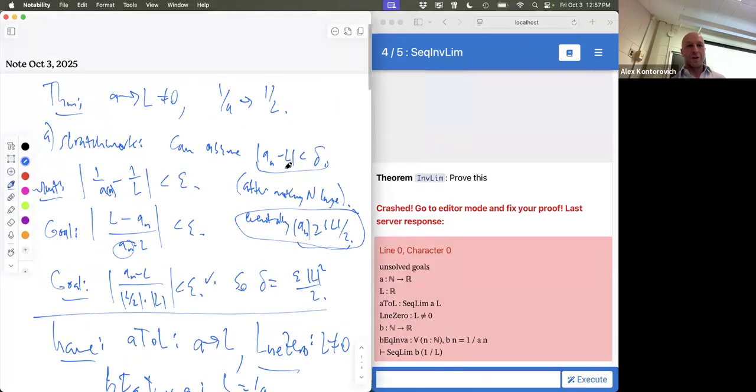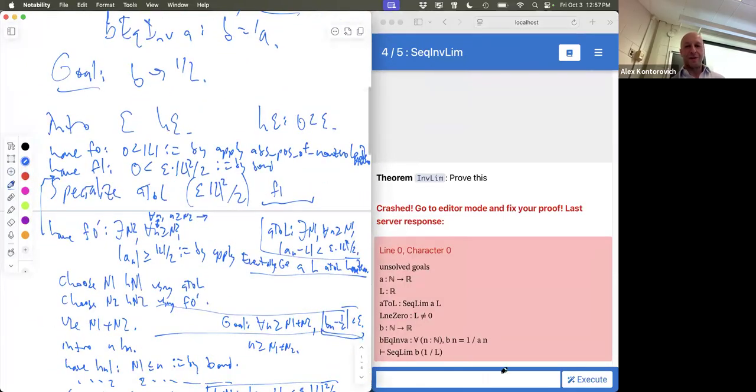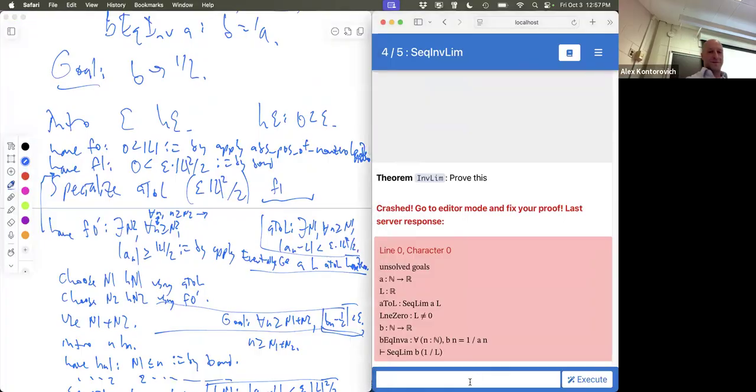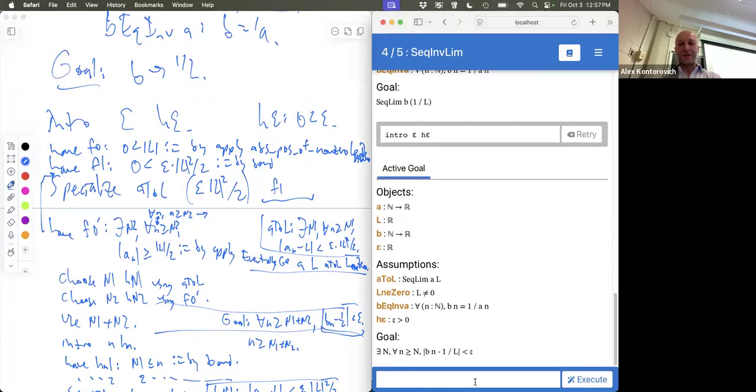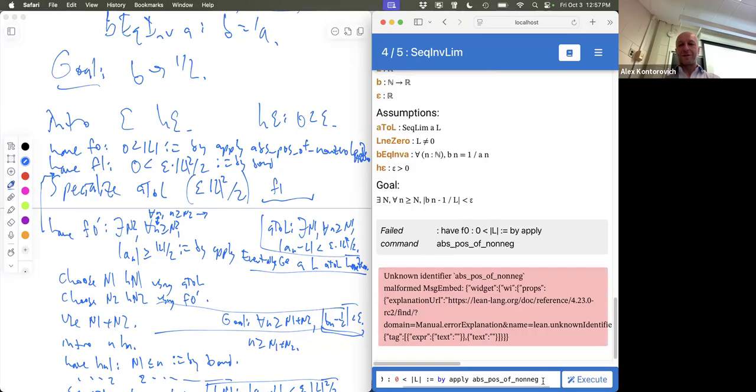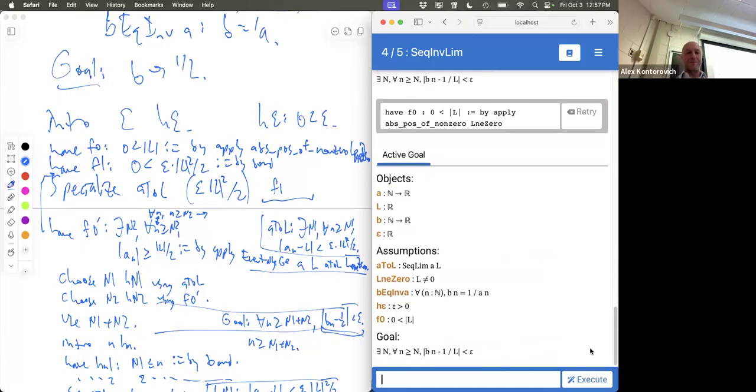Okay. What do we think is the first step? It's intro. Intro epsilon, H epsilon. All right, we got our epsilon. Now we're going to have this F0, have F0, which is 0 is a lower bound for L, and that's by apply, what's it called? I wrote it there, abs pos of non-neg. Oops. First of all, it's non-zero. Second of all, I have to tell it that it's non-zero, L ne 0. Okay, there we go. You guys can see that?